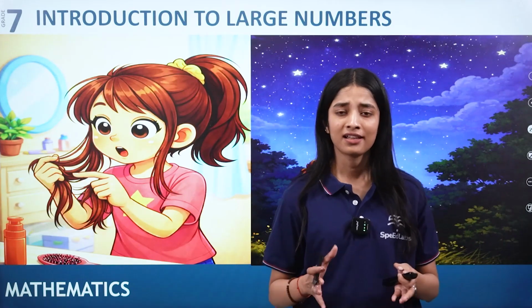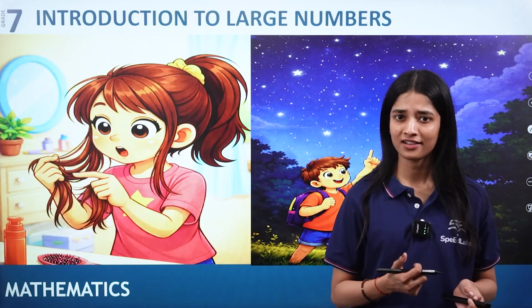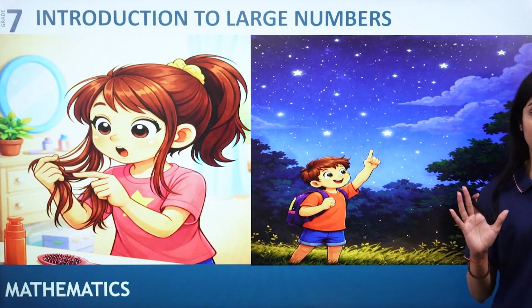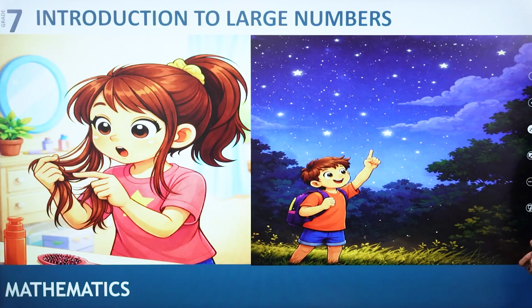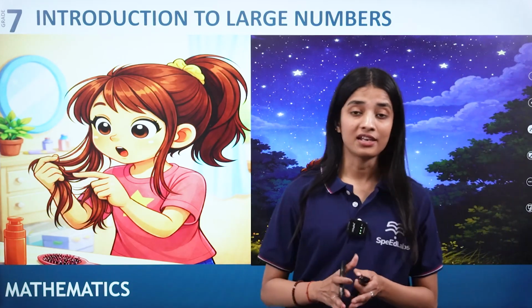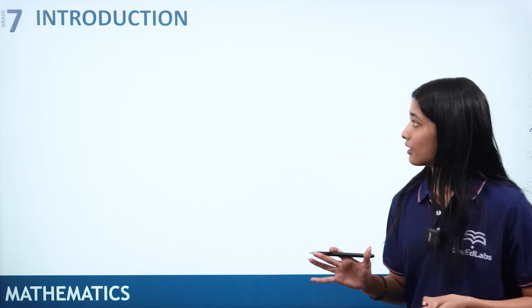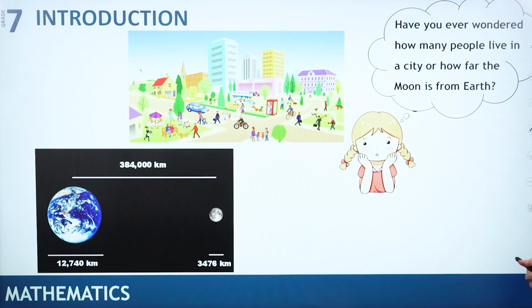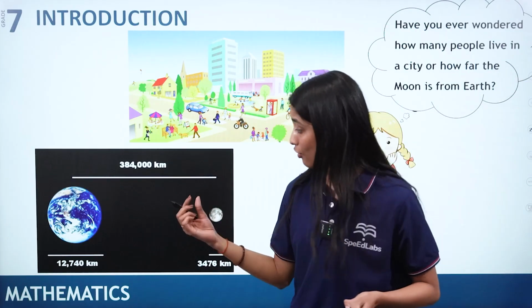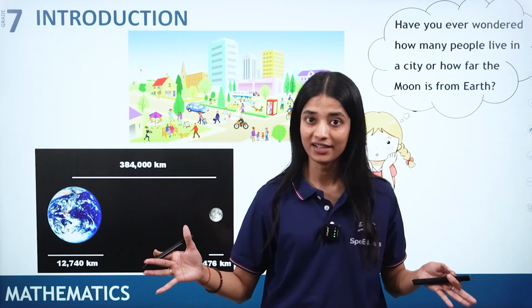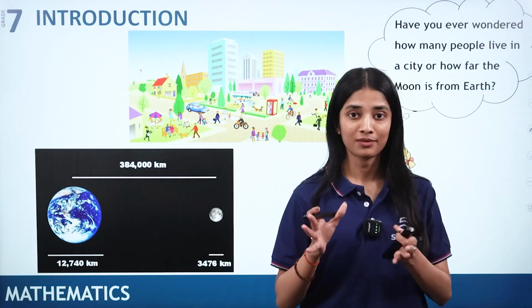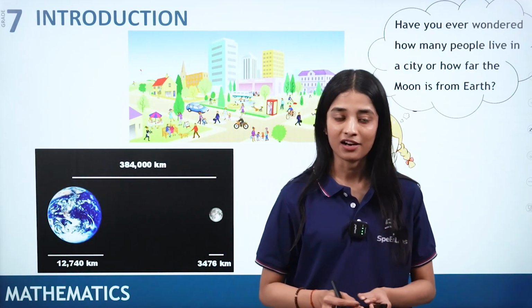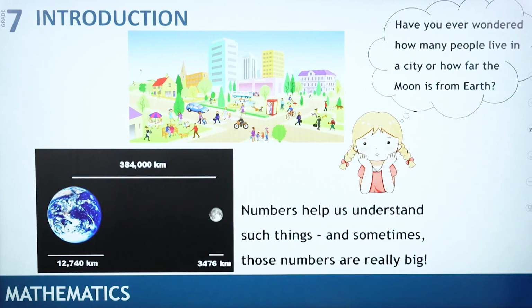But have you ever imagined how many hairs we have on our head? Or have you ever imagined counting the number of stars in our galaxy? These are very large numbers, right? Have you ever wondered how many people live in a city or how far the moon is from earth? This distance is very large, and the number of persons in a particular city is also very large. Numbers help us to understand such things, and sometimes those numbers are really very big.